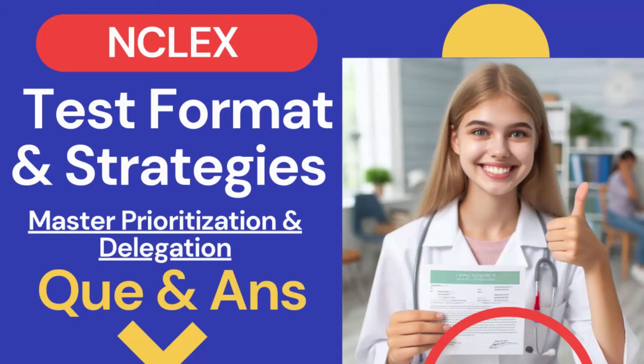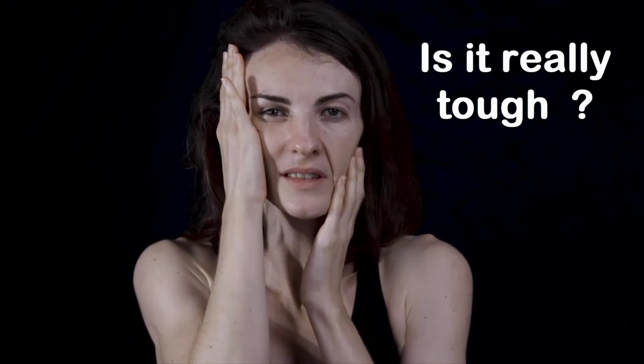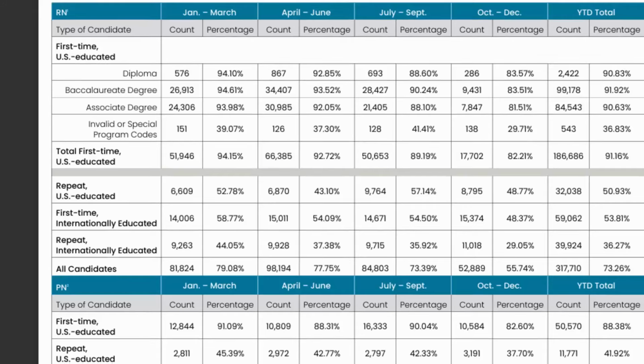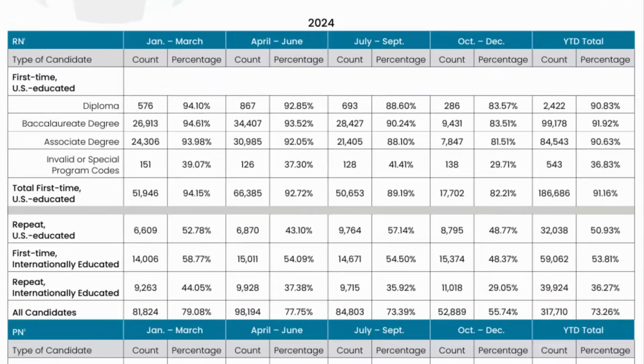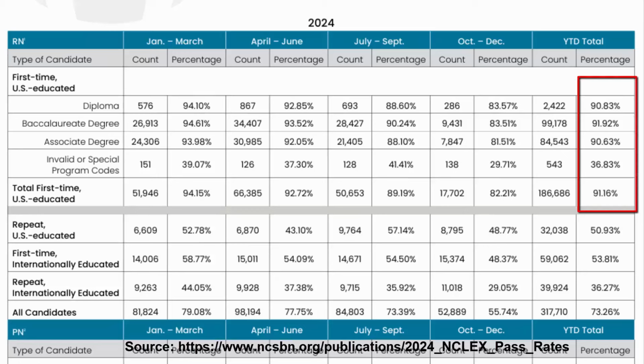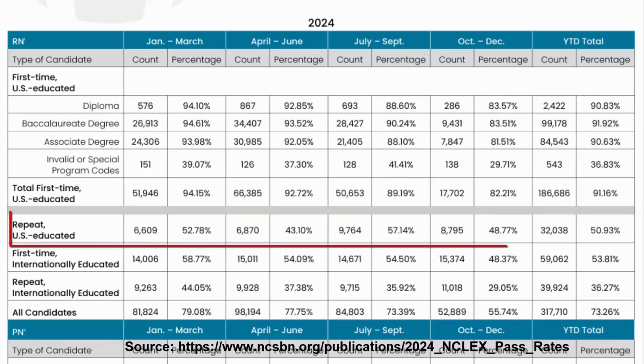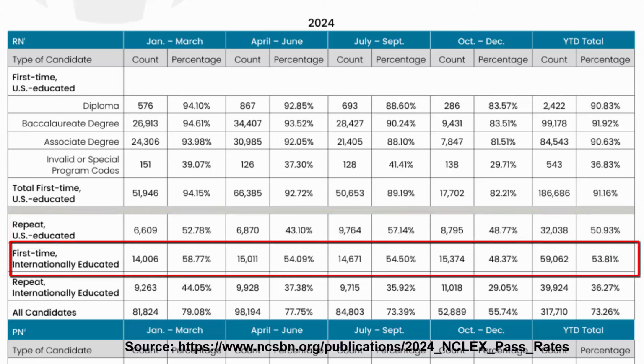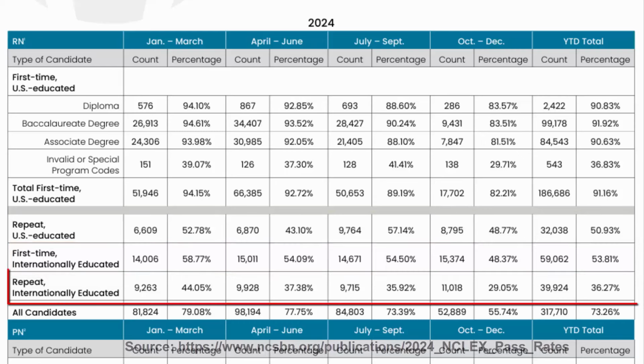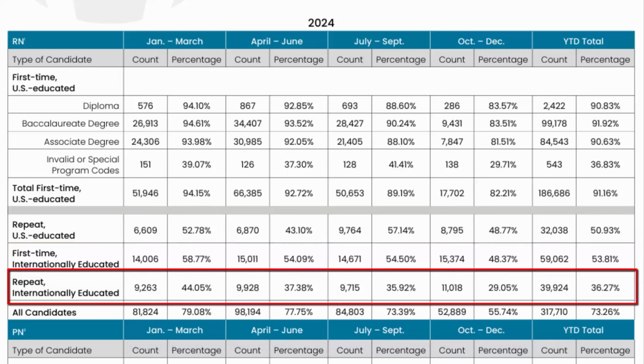NCLEX 2025 is here. The new exam isn't just multiple choice anymore. Did you know that in 2024, almost 10% of U.S. educated students failed the NCLEX? Nearly half of repeat test takers failed again? And nearly 50% of international students failed on their first try? Only 36% of repeat test takers actually passed. These are real stats from ncsbn.org.